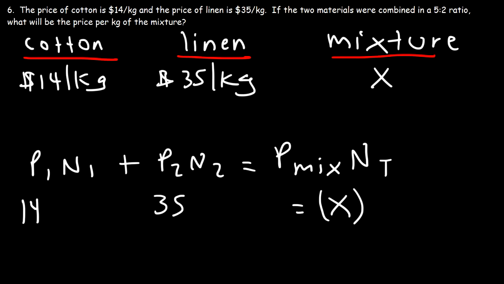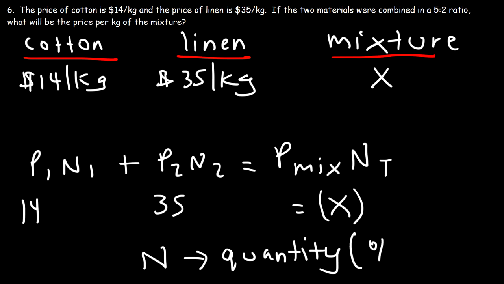Now what about N1, N2, and N total? In problem number 4, we said that N represents the quantity. Now, because we don't have the amount of kilograms of the mixture or of the cotton or of the linen, we use the quantity as a percentage. But in this example, we're going to use the quantity as a fraction. You could use it as a percentage if you want to, but for this particular example, using fractions is going to be easier, and you're going to see that.